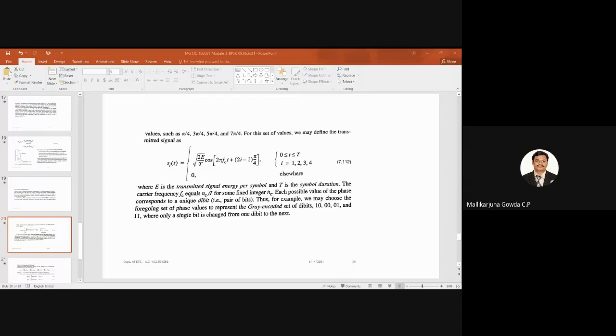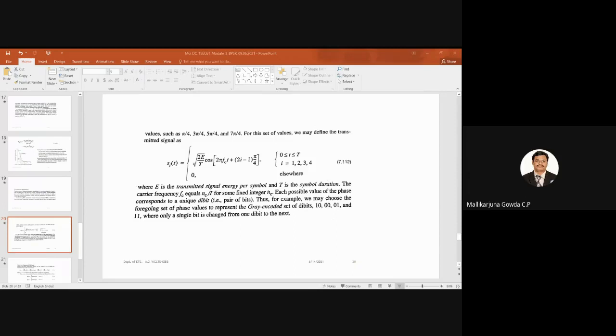Here E is the energy of the symbol. Here 2 bits is equal to 1 symbol. Earlier I used to say E_b in case of BPSK, that is energy per bit. Here it is energy per symbol, so 2 bits is equal to 1 symbol. That is one difference. The second is T, which is the symbol duration. In the previous case, it was T_b, the bit duration. Here 2 bits is equal to 1 symbol, so that is why I have written square root of 2E by T. Hope that point is clear. E is the transmitted signal energy per symbol, where symbol means 2 bits, and T is the symbol duration.